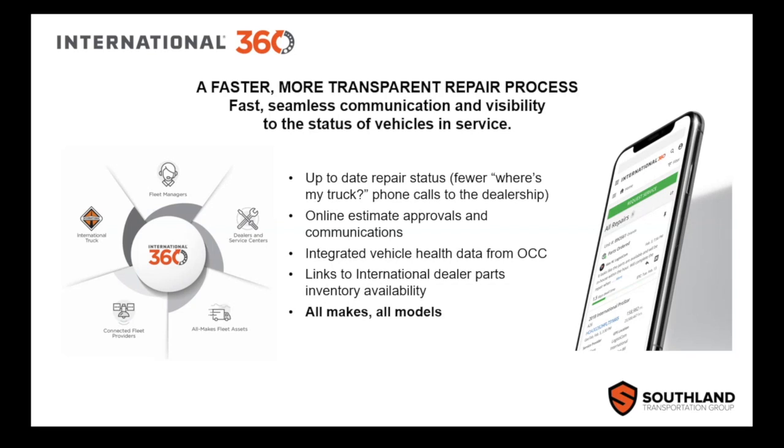and interactions with the dealership because it's all in a portal and it's all transparent across both your team as well as the dealer's service team. You'll also have the ability to review online estimates and provide approvals. All the data from OnCommand Connection we've talked about already gets integrated and pulled into 360 when we set up what we'll see in a moment called a repair card. And you'll also have links to International dealer parts and inventory. And as with OnCommand Connection, International 360 is another tool that is all makes and all models.